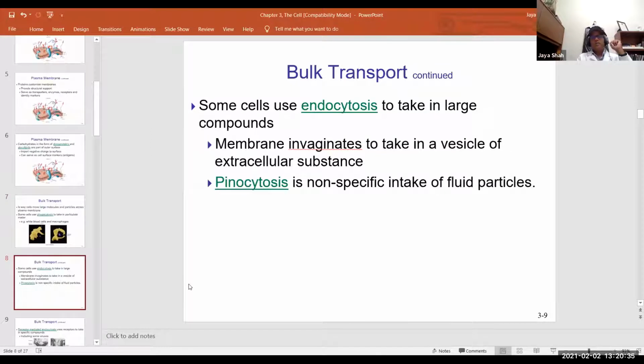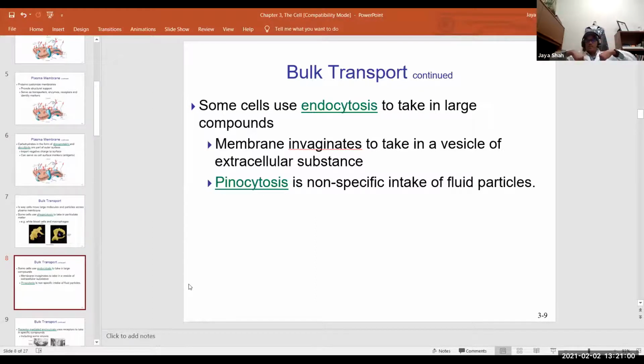Then some cells use endocytosis to take in large compounds. So what is the difference between exocytosis, phagocytosis, and endocytosis? Can you see my hand? This is the cell, and I am the cell here, okay? And this is my plasma membrane.